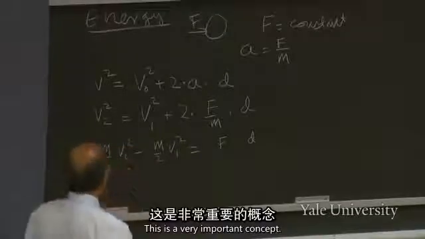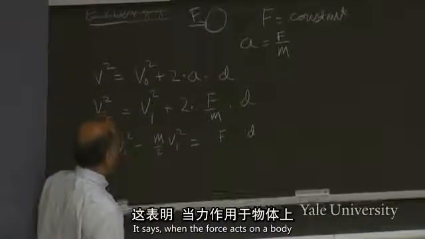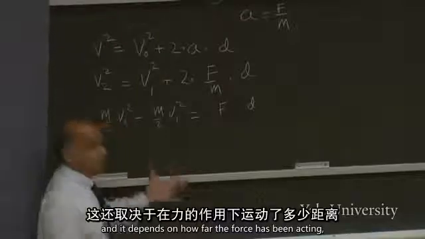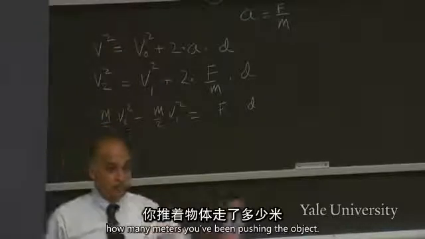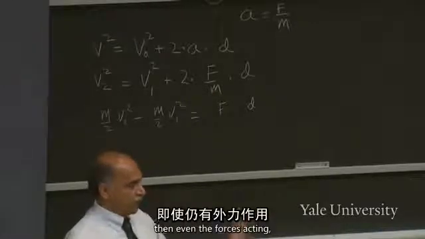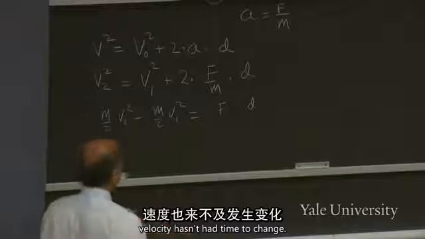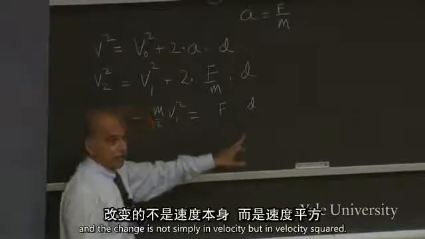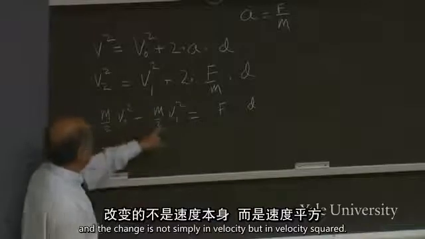This is a very important concept. It says when the force acts on a body, it changes the velocity, and it depends on how far the force has been acting, how many meters you've been pushing the object. It's clear that if you didn't push it at all, then even though force is acting, velocity hasn't had time to change. So it seems to depend on how far the force acted. And the change is not simply in velocity, but in velocity squared.